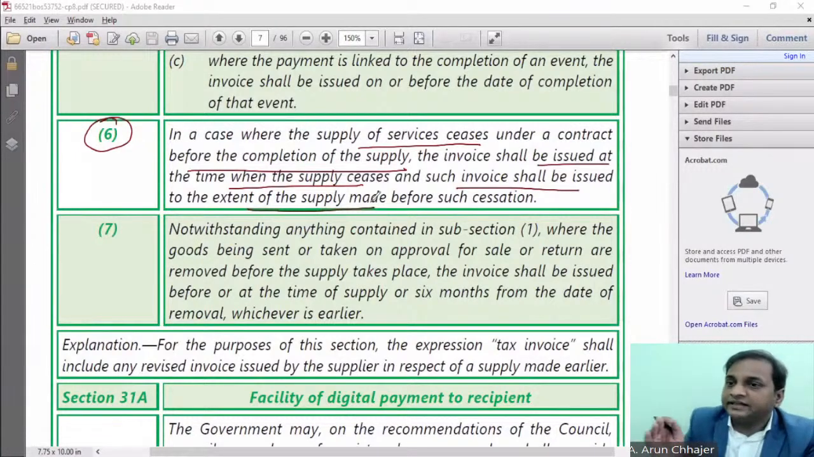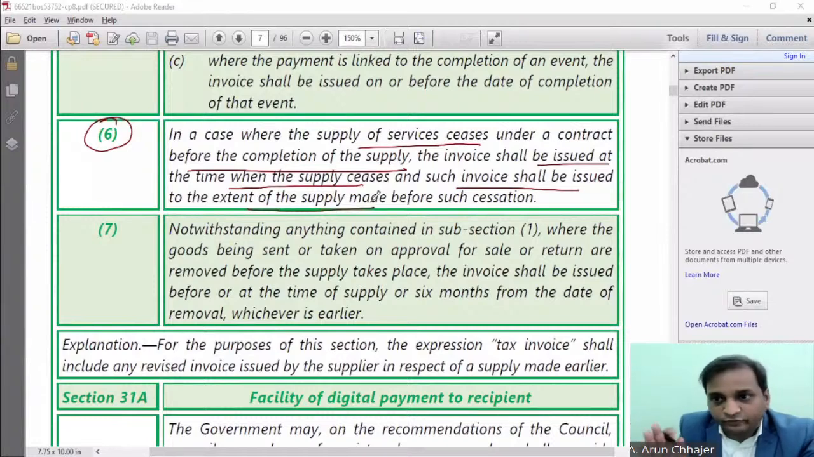So I have completed a certain portion of the supply for 2 months. Then whatever service I have provided, I have to issue the tax invoice for 2 months.